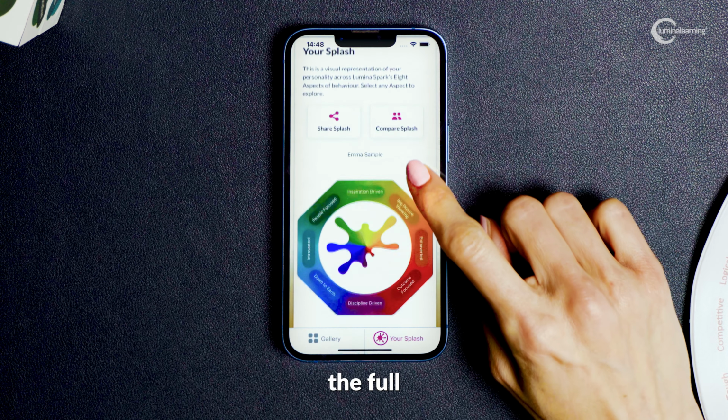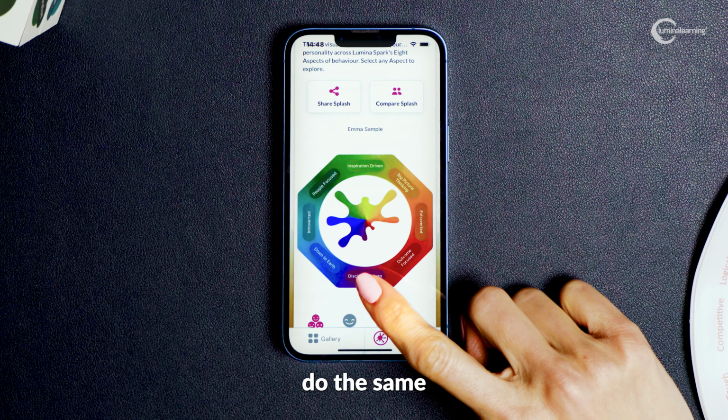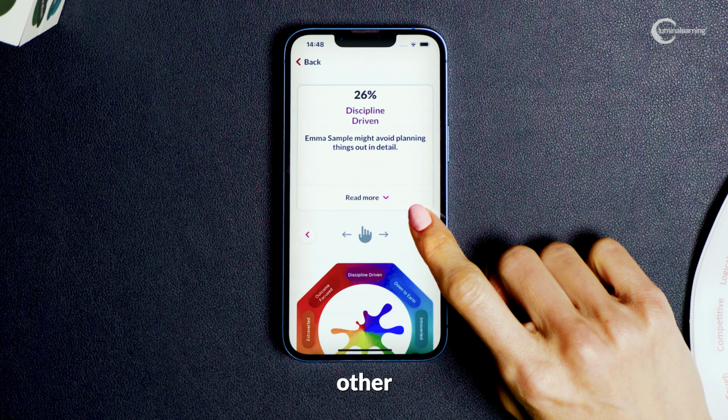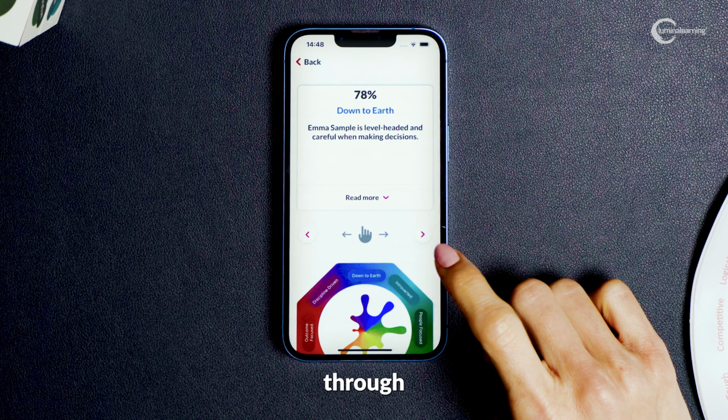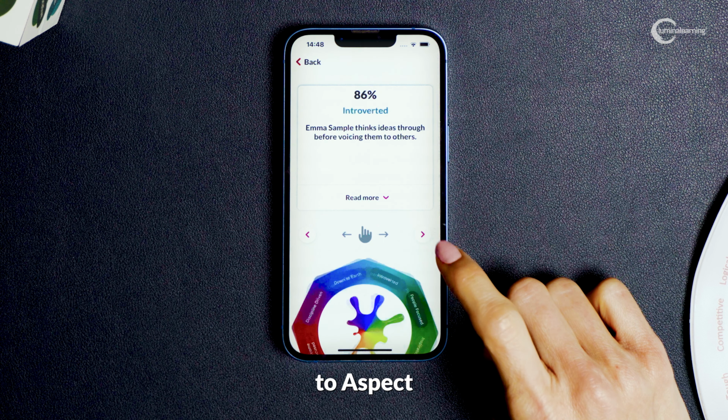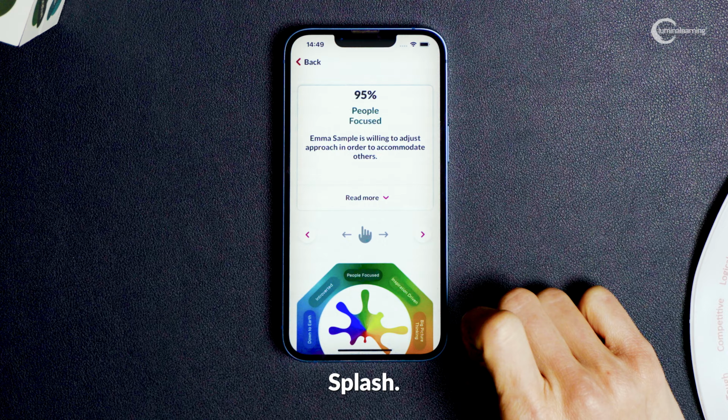Now we can go back to the full splash and we can do the same, of course, with any of the other aspects. We can also just toggle through if we want to go from aspect to aspect and work our way around the splash.